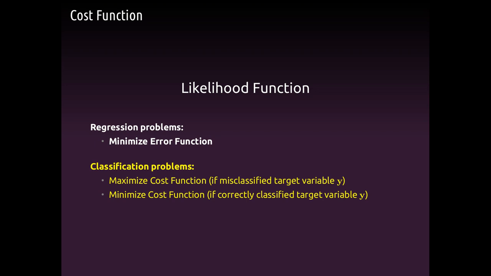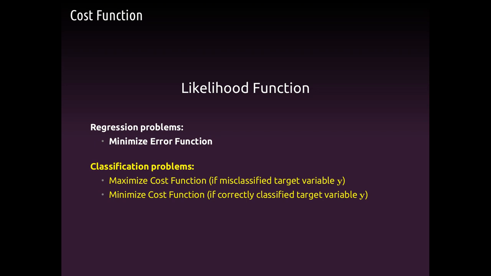On the other hand, within the classification problems, like the case of logistic regression, we can do both things. We can either minimize or maximize the cost function. In case the function correctly classified the target variable y, which means if the true value of y is 1 and the learning model generates 1, and the other way around, if the correct value is 0 and the model generates 0, then we need to minimize the cost function or the penalty function in order to optimize our classification model.